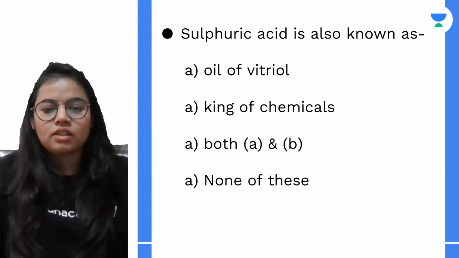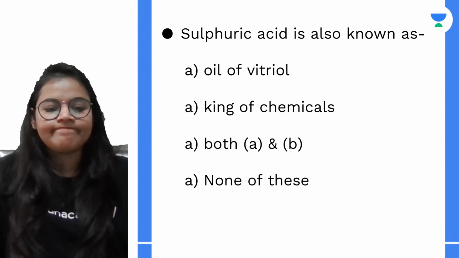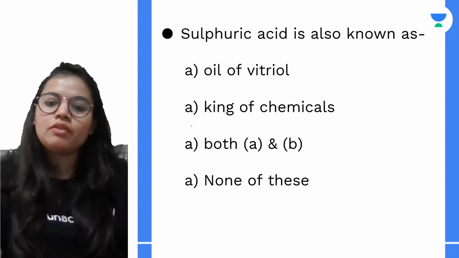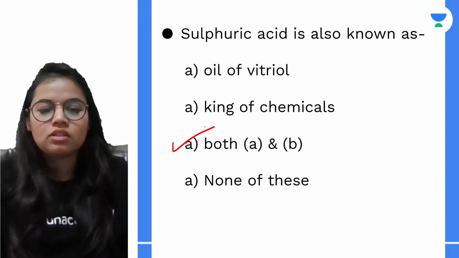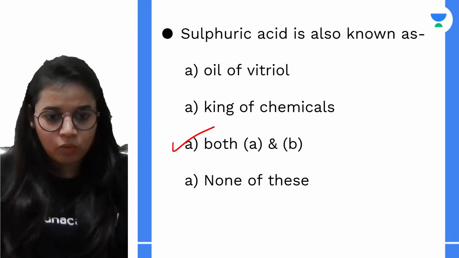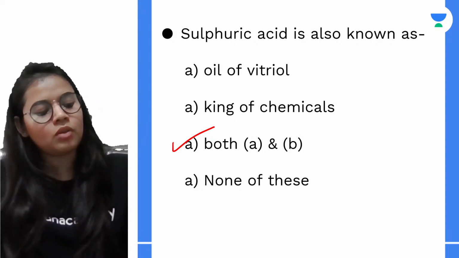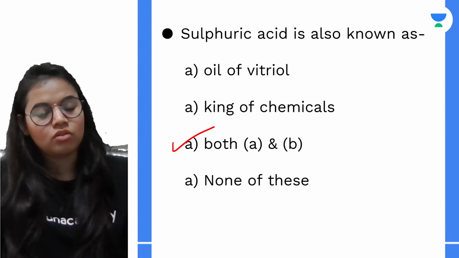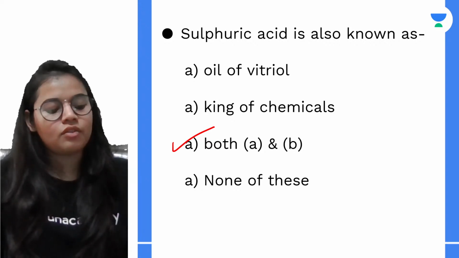Okay, some are saying C, some are saying A. Correct. It is known as oil of vitriol plus king of chemicals. Okay. अच्छा, oil of vitriol क्यों बुलाते हैं सल्फ्यूरिक एसिड को? What's the reason? Oil of vitriol क्यों बुलाएंगे हम लोग सल्फ्यूरिक एसिड को? Why is it known as oil of vitriol?